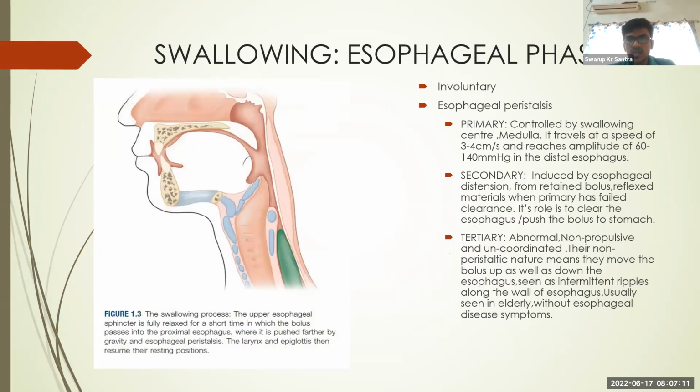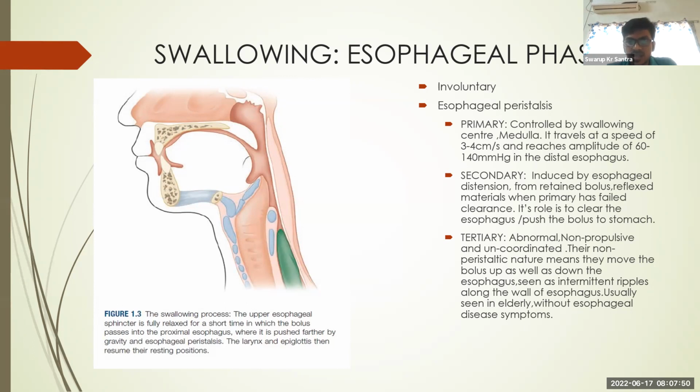Next comes the esophageal phase, which is also an involuntary one. In this phase, mainly peristalsis, primary and secondary peristalsis, comes in. The primary peristalsis starts with the swallowing, and it is mainly controlled by the swallowing center in the medulla oblongata. It travels at a speed of 3 to 4 centimeters per second and reaches an amplitude of 60 to 140 millimeters of Hg in the distal esophagus. The secondary one is to clear out the remaining retained bolus or reflux materials in the esophagus, which the primary peristalsis has failed to clear.